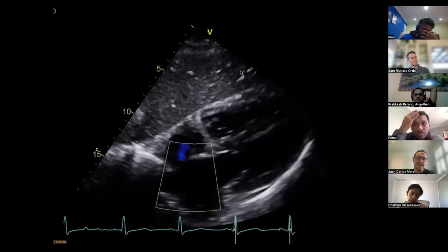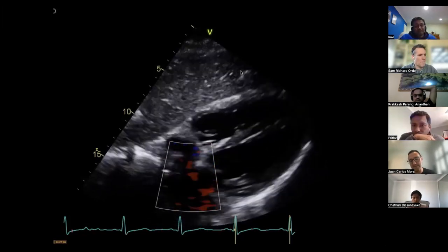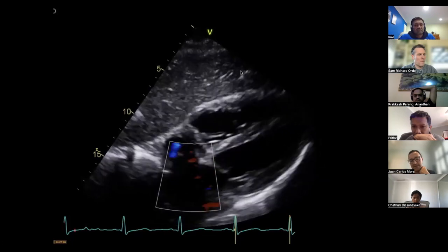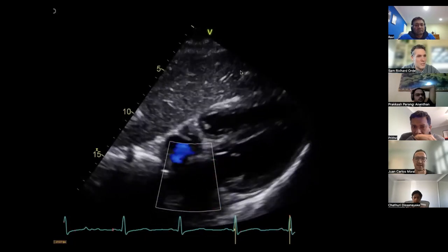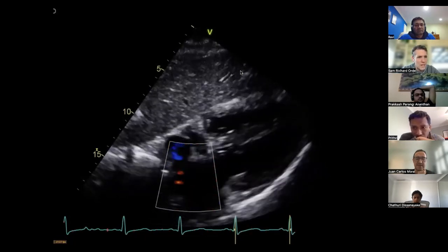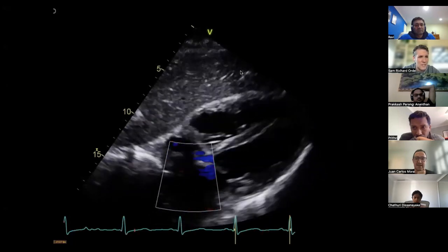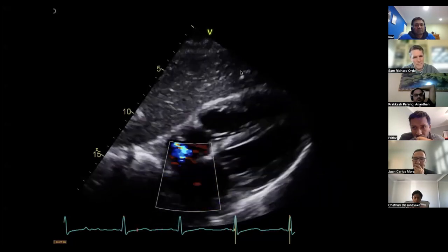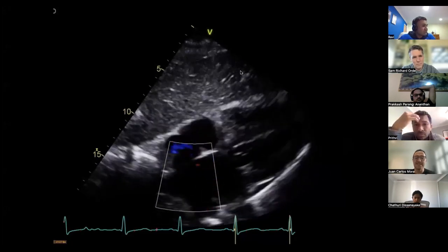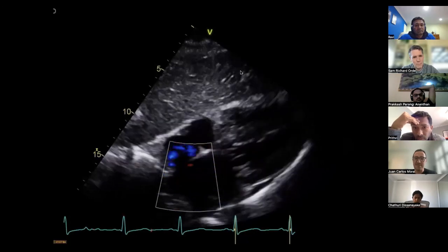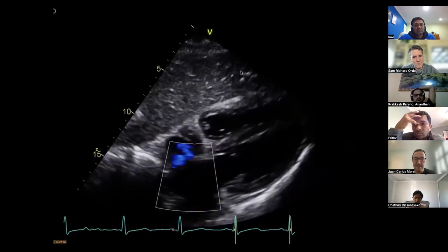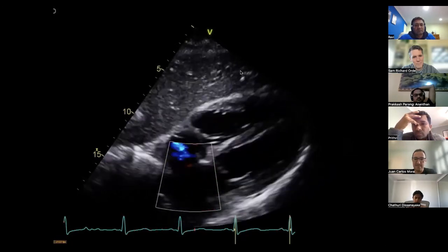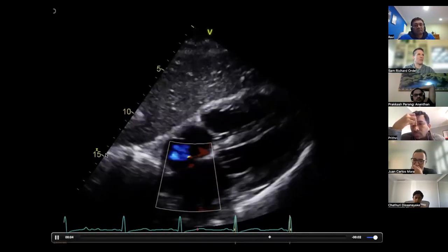So my conclusion, although this subcostal image is not of diagnostic quality, my suspicion is that this patient has an interatrial shunt with a left to right shunt, causing RV volume overload as evidence of the dilation and increased flow through the pulmonary circulation, causing increased pulmonary vascular resistance. Great job, Juan.